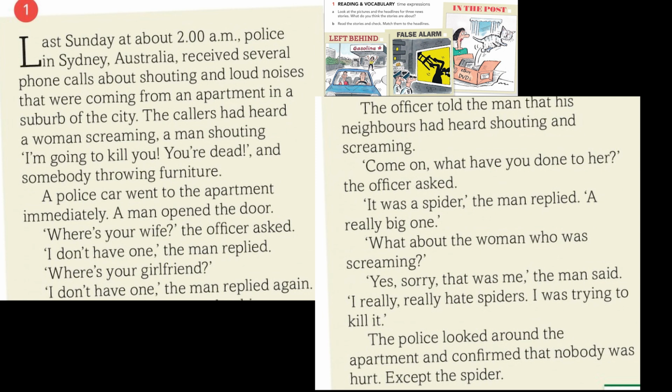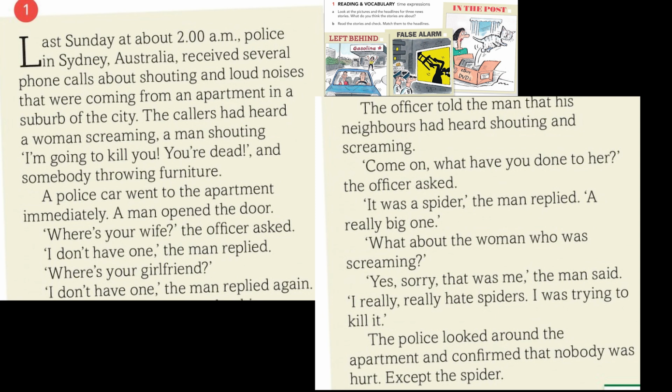Story 1. Last Sunday at about 2 a.m., police in Sydney, Australia, received several phone calls about shouting and loud noises that were coming from an apartment in a suburb of the city. The callers had heard a woman screaming and a man shouting, "I'm going to kill you! You're dead!" and somebody throwing furniture. A police car went to the apartment immediately. A man opened the door. "Where's your wife?" the officer asked. "I don't have one," the man replied. "Where's your girlfriend?" "I don't have one," the man replied again.